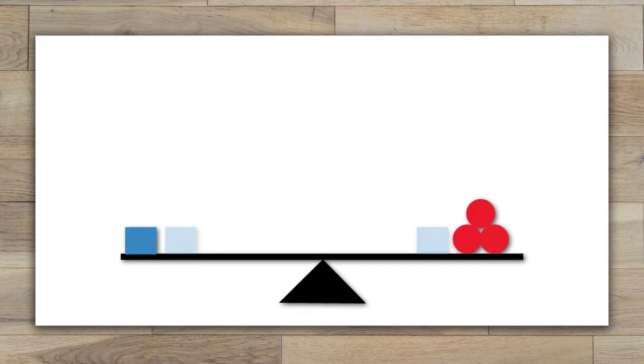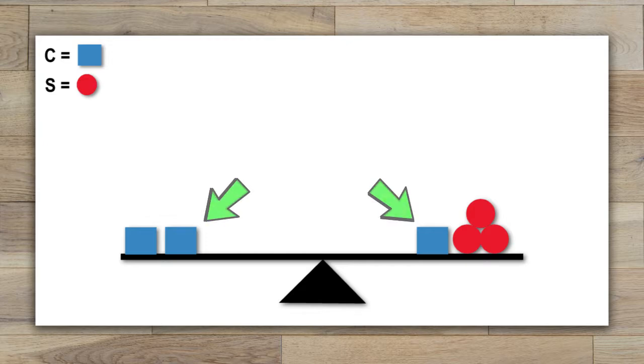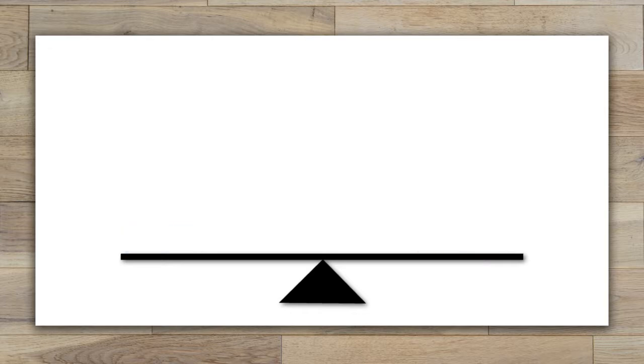If we remove 1 cube from both sides of the balance scale, that leaves 1 more cube on the left side and 3 spheres on the right side. Because both sides weigh the same, the 3 spheres weigh the same as 1 cube. This situation can be written as an algebraic equation where C stands for the cubes and S stands for the spheres. 2C = C + 3S: 2 cubes are equal to 1 cube plus 3 spheres.